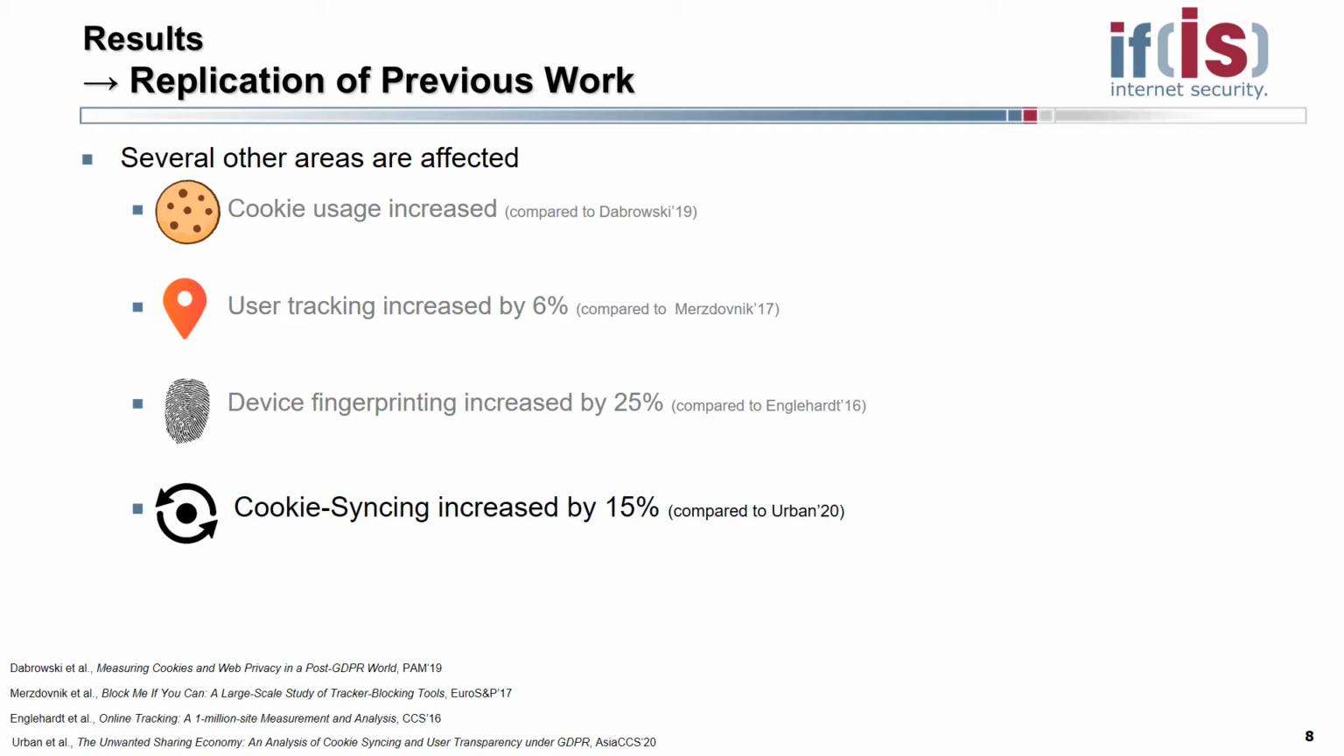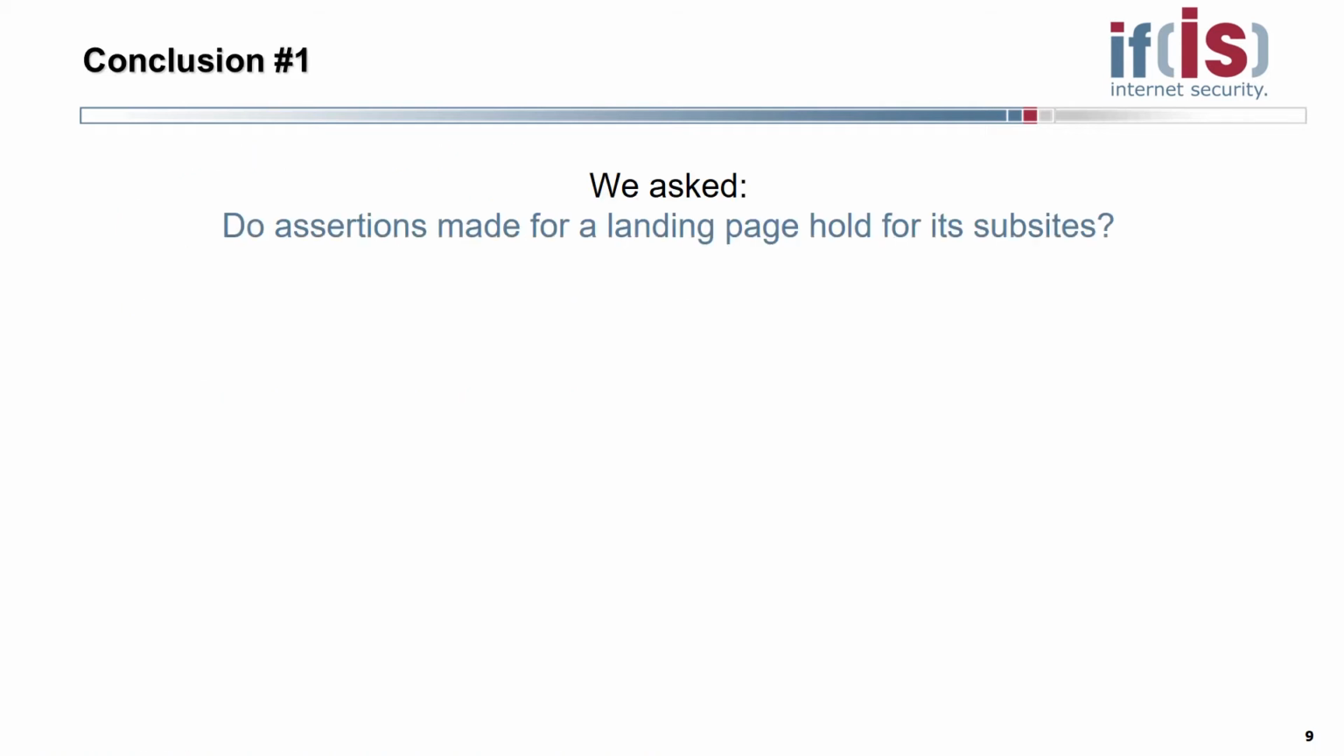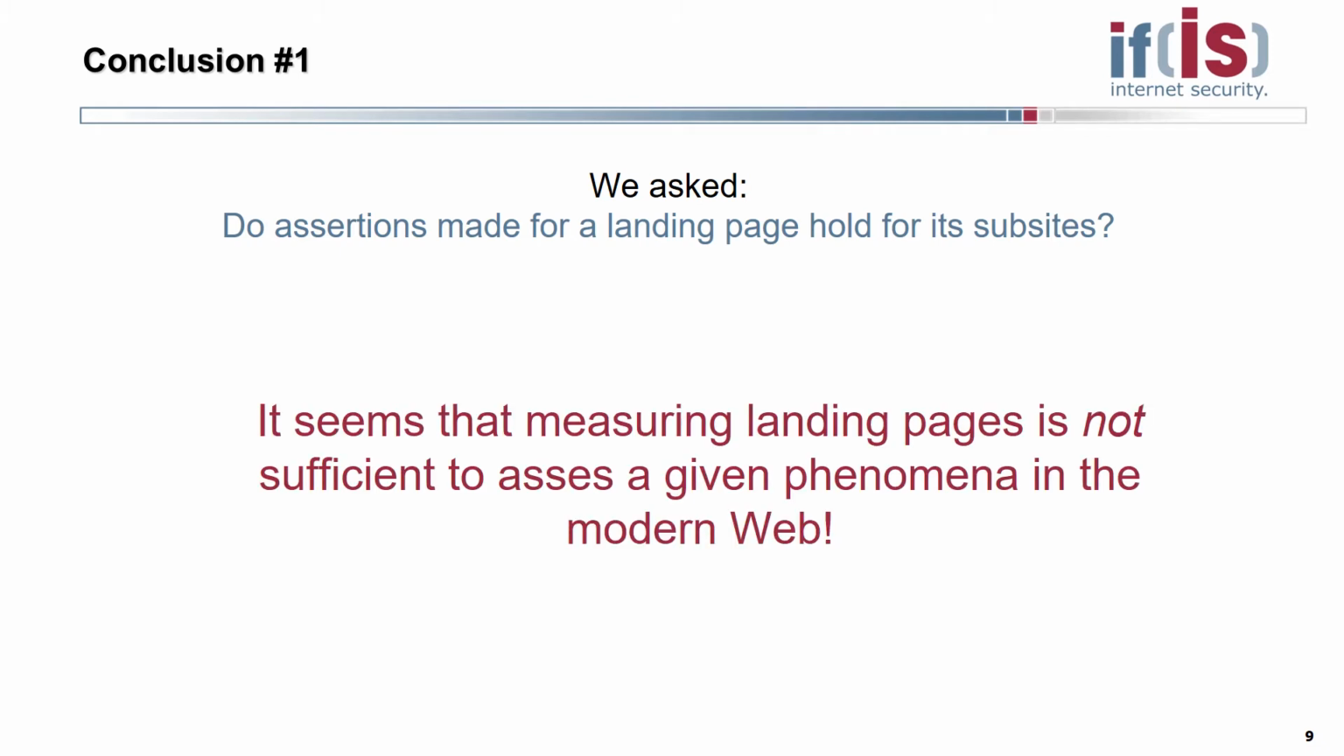Overall, we found an increased usage of privacy-invasive technologies on subsites in contrast to landing pages. We were curious whether subsites show different behavior when it comes to the usage of privacy-invasive technologies in contrast to their landing pages. To answer this research question, we performed a measurement study that accounted for the complex structures of a website. As we've just shown, measuring only the landing page of a given website might hide the actual scale of a given privacy-invasive phenomenon.